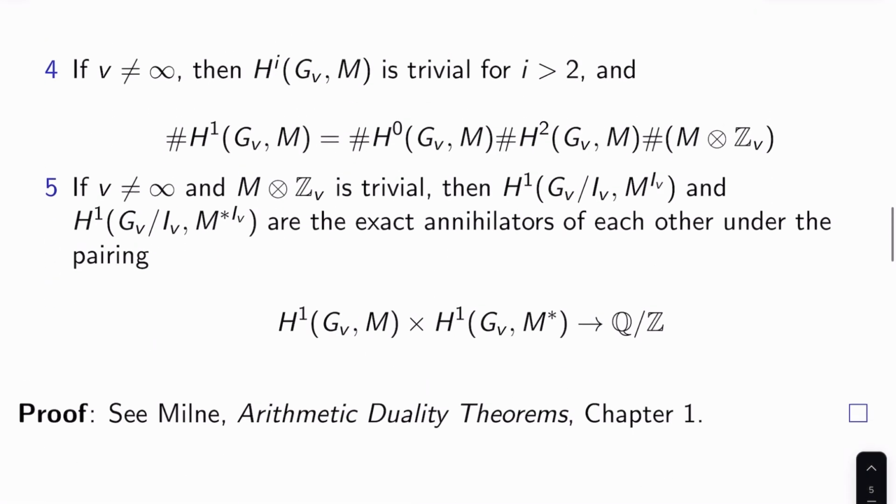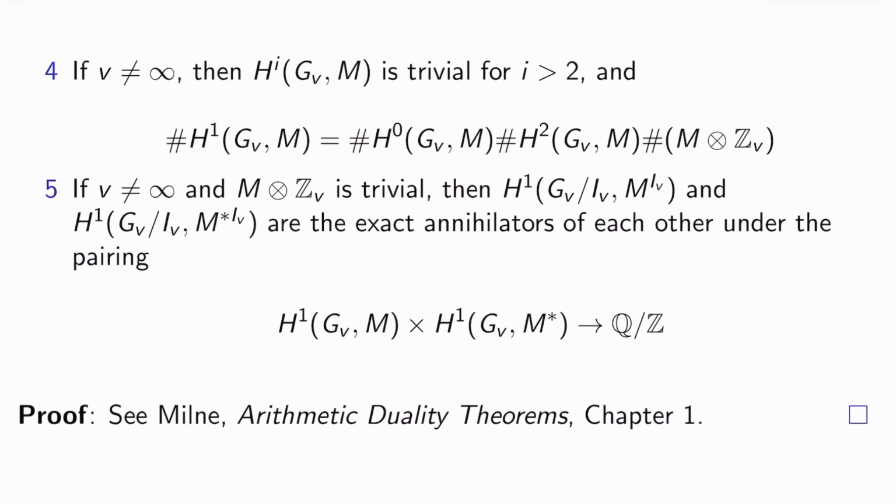Four, if v is not the infinite place, then H^i(G_v, M) is actually trivial for i bigger than 2. What about the other i's? Well, there's a strong relationship between the cardinalities of those cohomology groups. The cardinality of H^1(G_v, M) is the same as the cardinality of H^0(G_v, M) times the cardinality of H^2(G_v, M) times the cardinality of M tensored up to Z sub v.